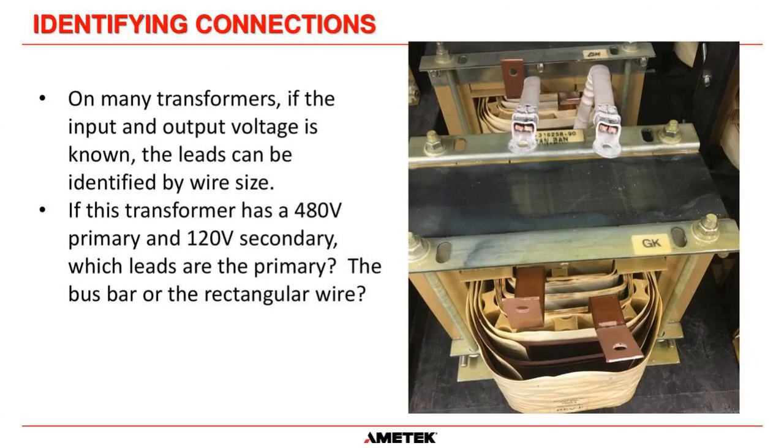So on many transformers, if we know the input and output voltage, and maybe we don't have really good documentation on how to connect up the transformer, if we know what the voltage should be, we can guess which windings are the primary and the secondary. So let's say this transformer right here has a 480 volt primary and a 120 volt secondary.